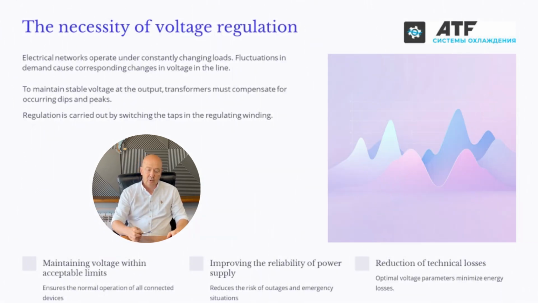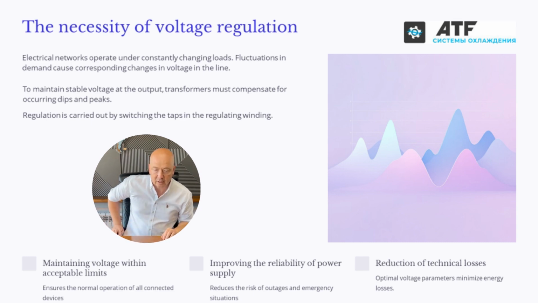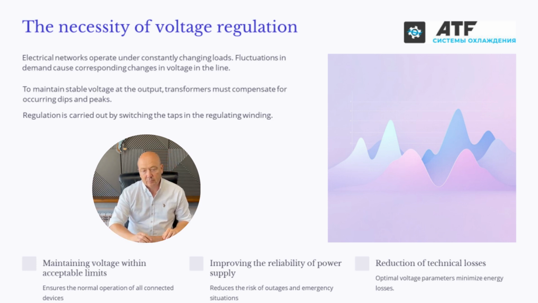Power networks operate under variable loads. Demand fluctuations cause voltage variations in the line. To keep stable voltage at the output, transformers must compensate for sags and peaks. Regulation is performed by switching taps in the regulating winding. This makes it possible to keep voltage within the permissible limits, improve supply reliability, and reduce technical losses.